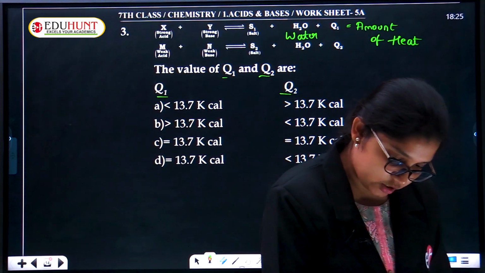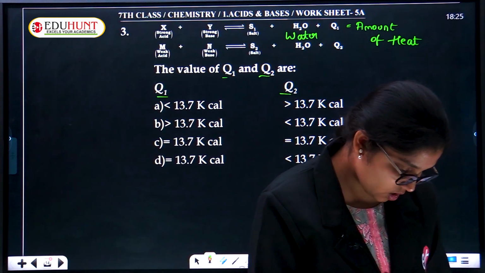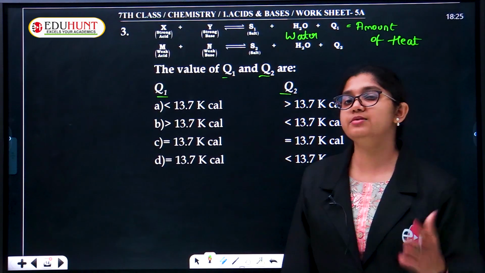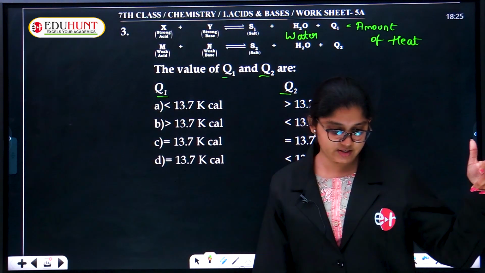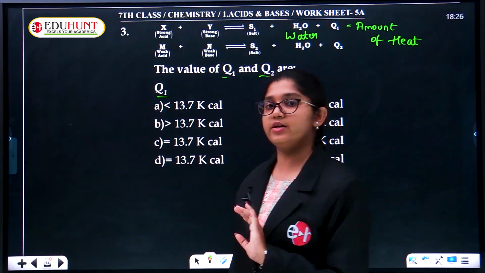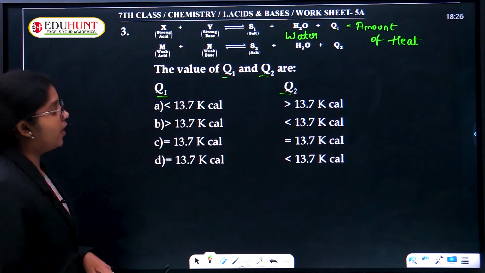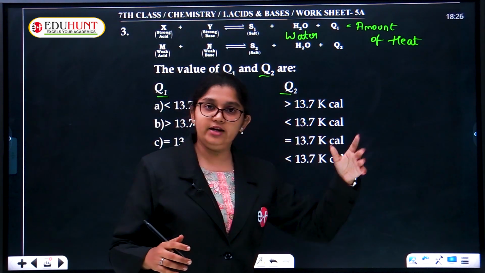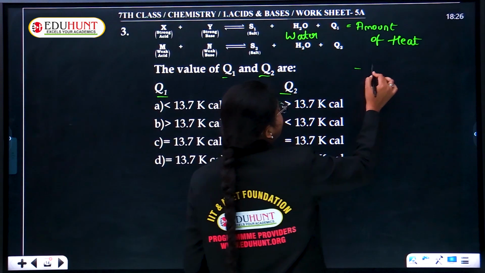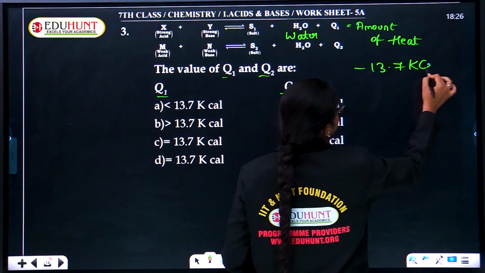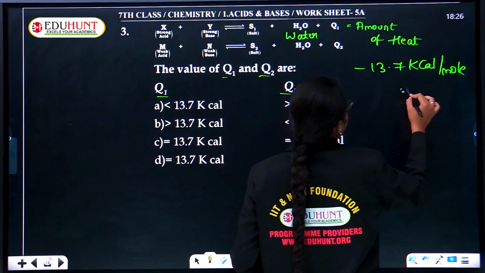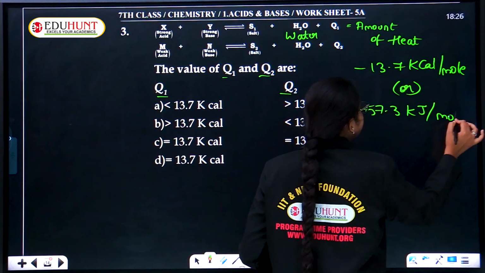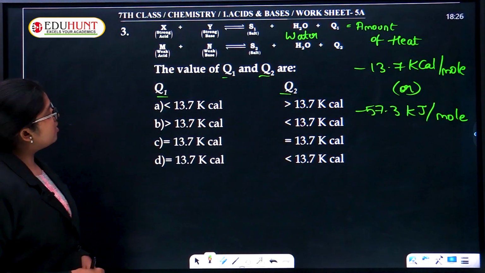I told you, children, in page number 22, question number 7. If you observe worksheet 4, question number 7, page number 22, I told you there: whenever a strong acid and strong base react, they liberate some amount of heat, with the value minus 13.7 kilocalories per mole or minus 57.3 kilojoules per mole. Did you remember, children? Yes. So accordingly, what is the given option?